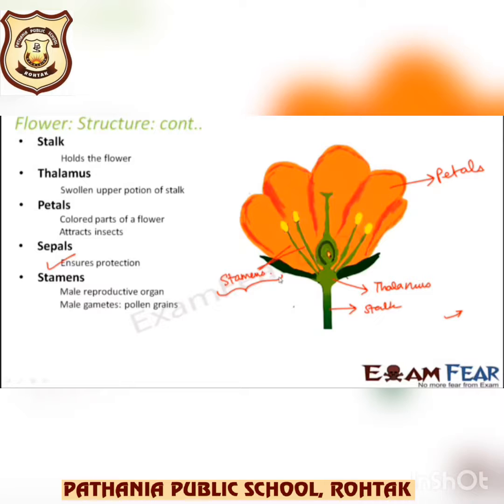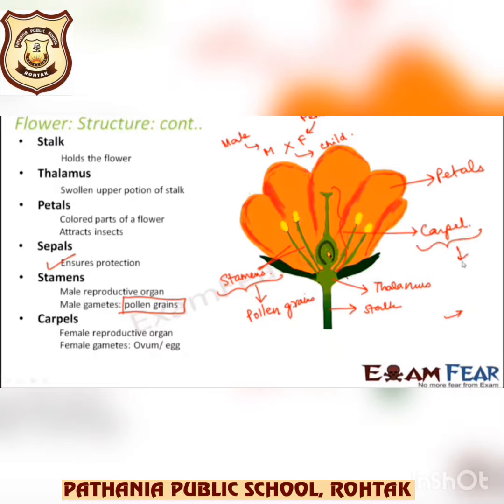Stamen is the male reproductive organ and the male gametes, male eggs, are pollen grains. उसे हम pollen grains कहते हैं, right? So when male gametes and female gametes fuse together, they form a new plant, or new आप बोल सकते हो child. Okay. So stamen is the male reproductive organ, carpel is the female reproductive organ, and female gametes को हम ovum और egg बोलते हैं. Is it clear? When they both combine, तो वो new plant को generate करता है, right? So I hope it is clear to everyone.